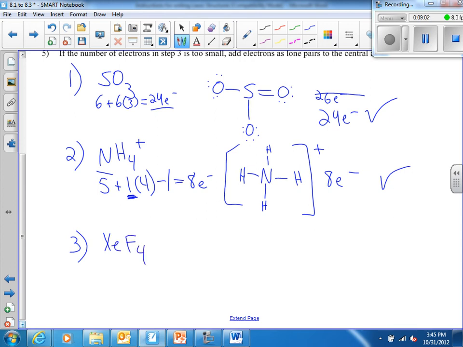XeF4. Xenon, 8 outer electrons. Fluorine, by the way, you can pause this and see if you know how to do it, if you want to go ahead and do it. Fluorine has 7 outer electrons. We have 4 fluorines. So we've got 28, and 8 is 36 electrons. Draw the stick structure.